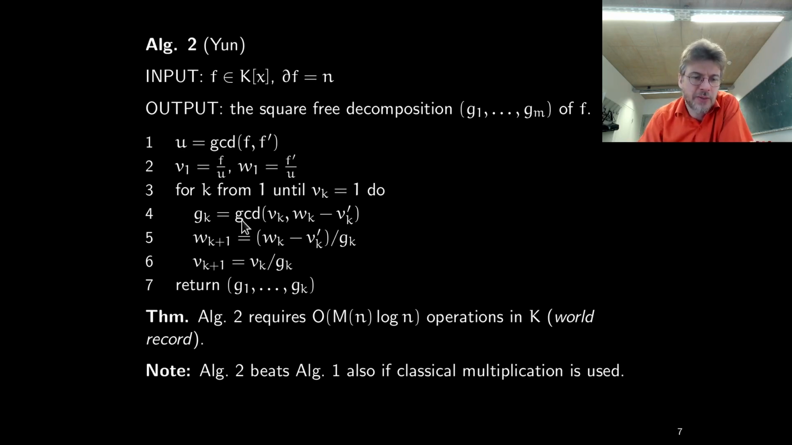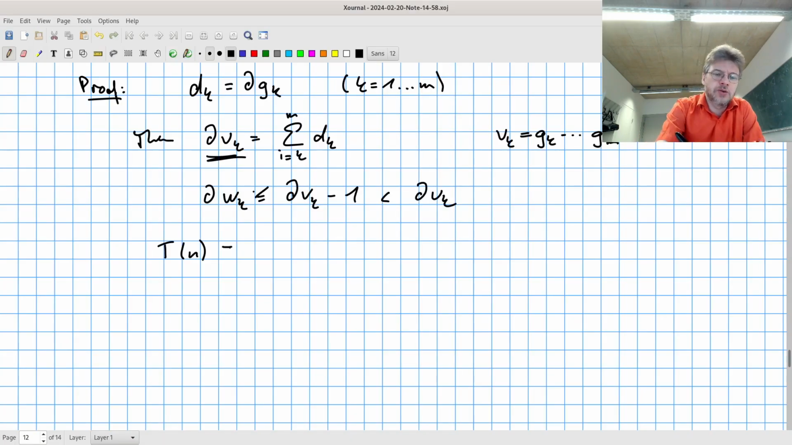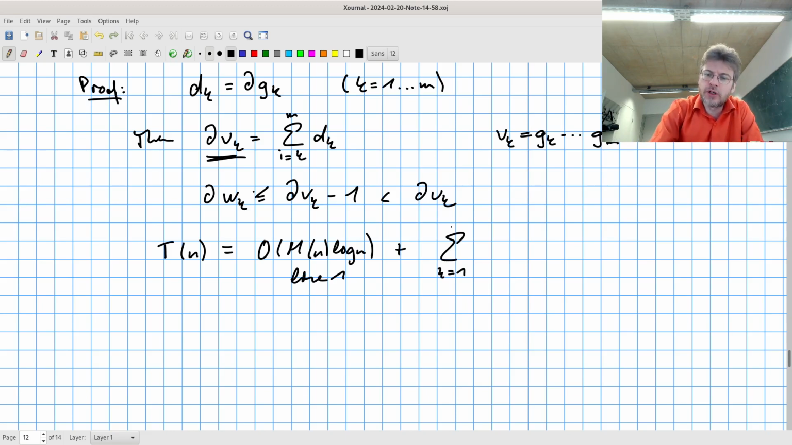So here we are spending the time of a GCD computation whose runtime is determined by the size of v_k, and then the GCD computation dominates the cost of all the computations that take place in the body of this loop. This is just addition and division, and so that's all multiplication time. But this one is multiplication time times log n. So let's only take this GCD into account. So altogether we have an O of M(n) log n for line 1 plus the sum over k from 1 to m.